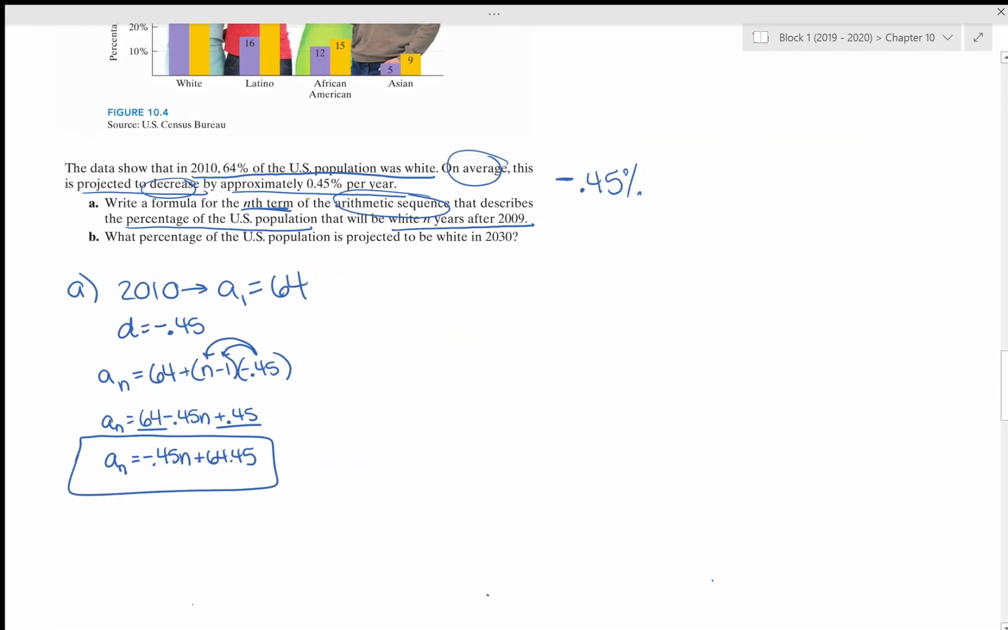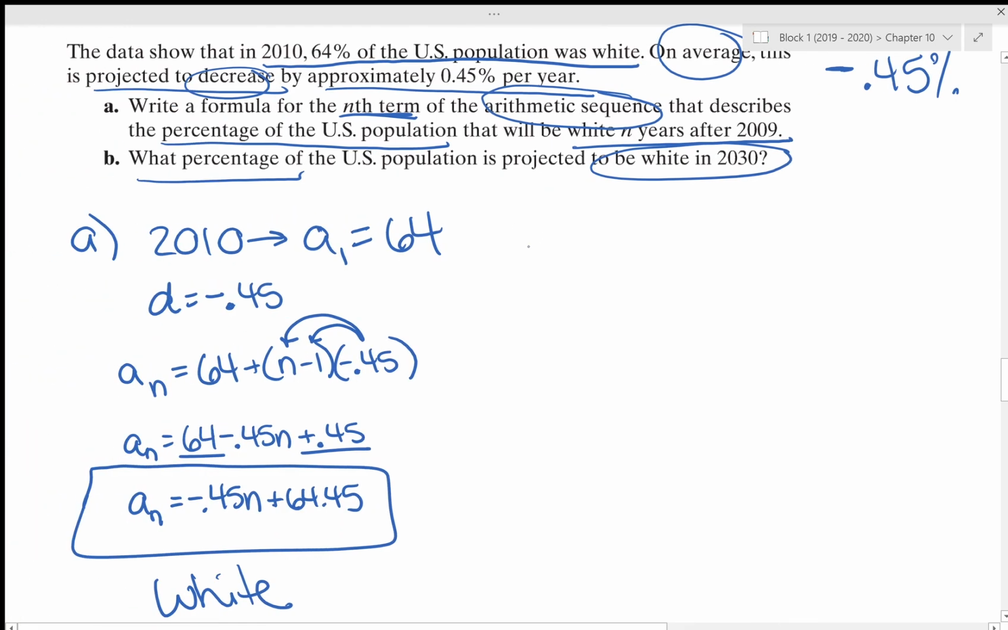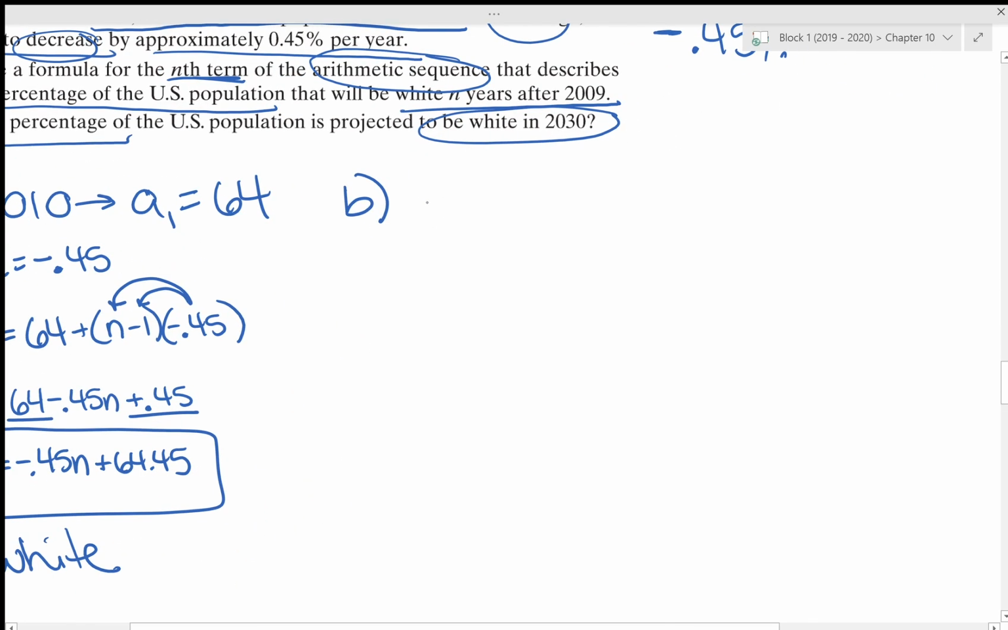Now, B says what percentage of the U.S. population is projected to be white in 2030? Now remember, this is only for white. It would be different for everything else because the percentage increase or decrease would be different. So for 2030, basically we could use this formula. All right, a of n equals negative 0.45 n plus 64.45.